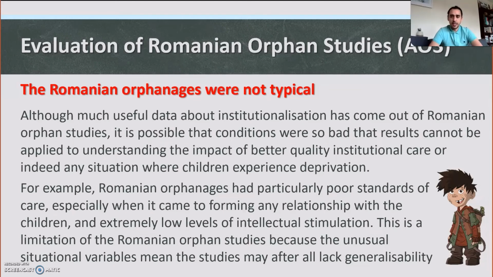This is a limitation of the Romanian orphan study because the unusual situational variables means the studies may, after all, lack generalizability. Are there any similarities between these Romanian orphans growing up in an institution and those people in Britain growing up in an orphanage? No, there's absolutely no comparison, okay? The care in Romania was absolutely awful, right? Absolutely awful. They weren't just deprived of a parent, they were deprived of everything.